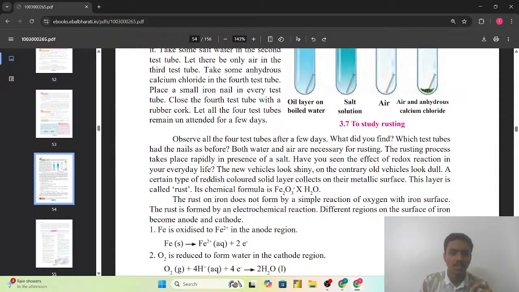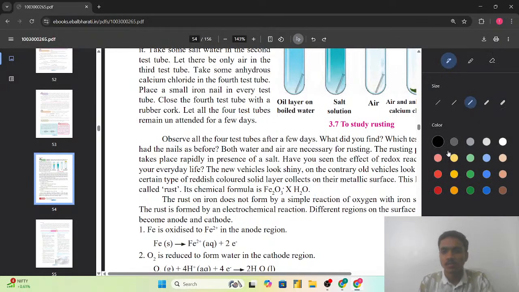A certain type of reddish colored solid layer collects on the metal surface, और मेटल के सरफेस पे एक रेडिश कलर की सॉलिड लेयर कुछ समय के बाद अपीयर होने लगती है। This layer is called as the rust. इसी को हम रस्ट कहते हैं, और इसका केमिकल फॉर्मूला है Fe2O3.xH2O। This is the important formula which you have to keep in mind and remember, exam also asks it many times. Fe2O3.xH2O.